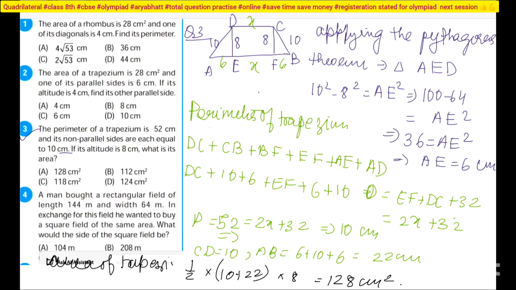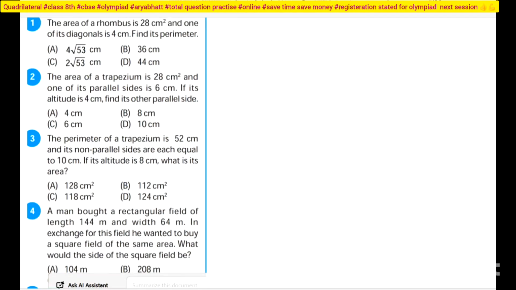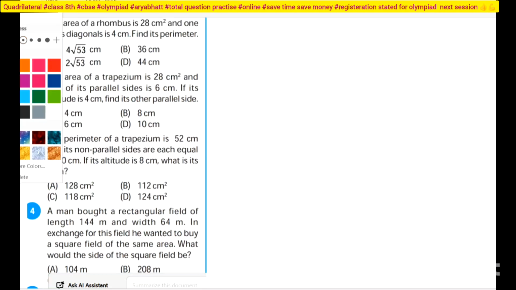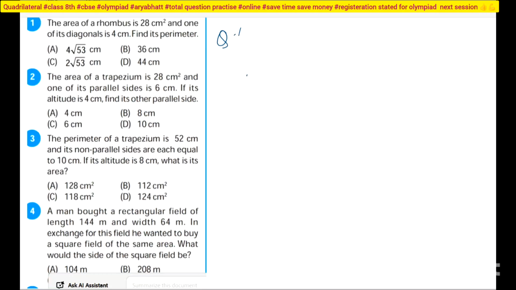Okay. Now see question number 4. The man bought a rectangular field of length 144 meter and width 64 meter. In exchange for this field, he wanted to buy a square, and a square has all the sides equal, right? So they are asking about the side of the square, but both have the same area. Okay, so I will say that area first.